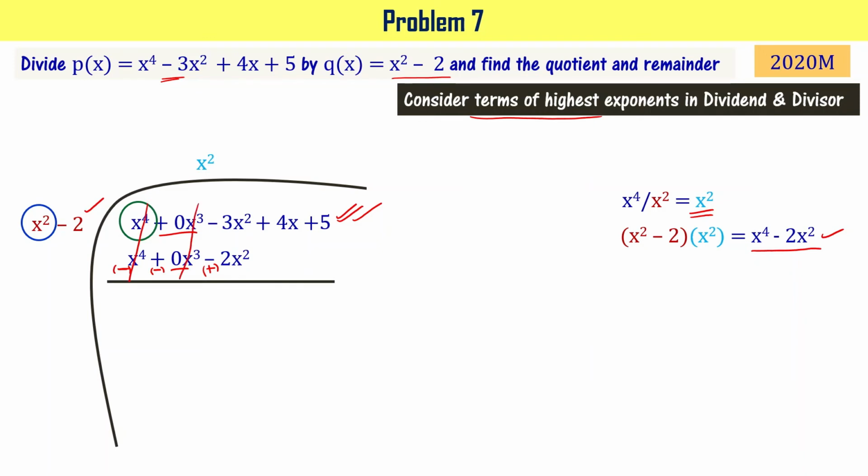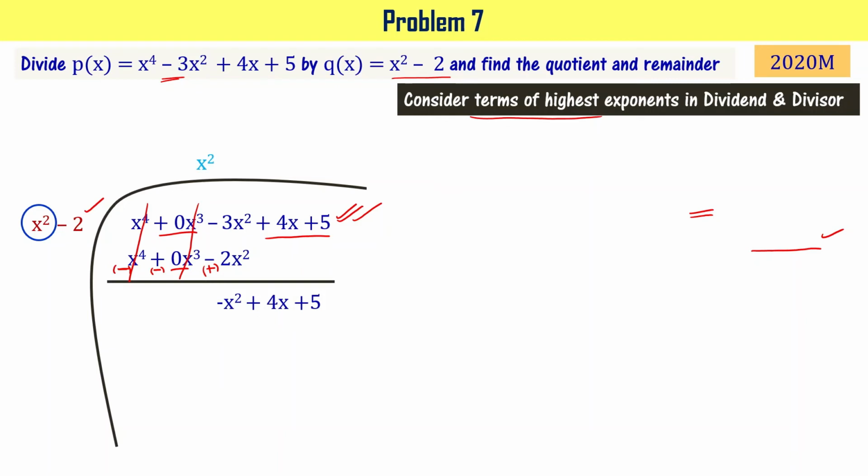Now you have 3 minus 3x square plus 2x square. That can be written as plus x square. Sorry, minus x square, right? And let me bring these two terms also down so that it can be written as minus x square plus 4x plus 5.